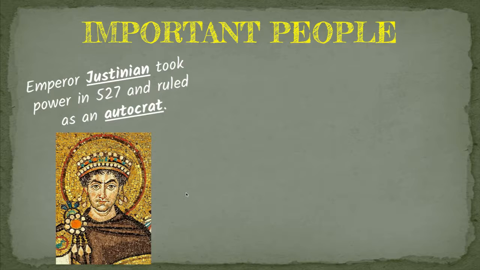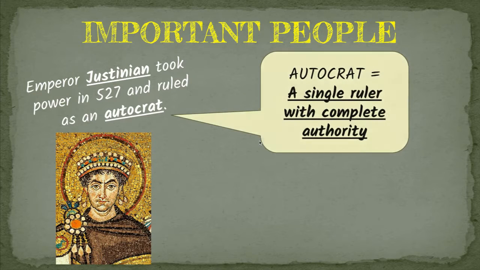Okay. So, as far as important people that you really do need to know about, the most important person that you should probably know about is Emperor Justinian. The empire came to its height under the power of Emperor Justinian. He ruled as what we call an autocrat. An autocrat is a single ruler with complete authority. So Justinian did not have anybody he answered to.